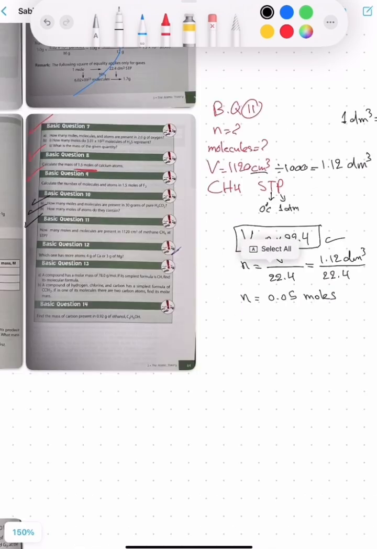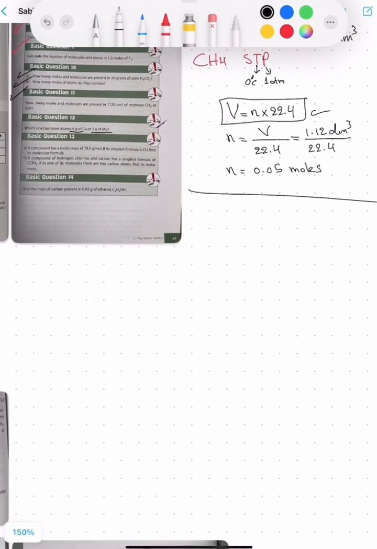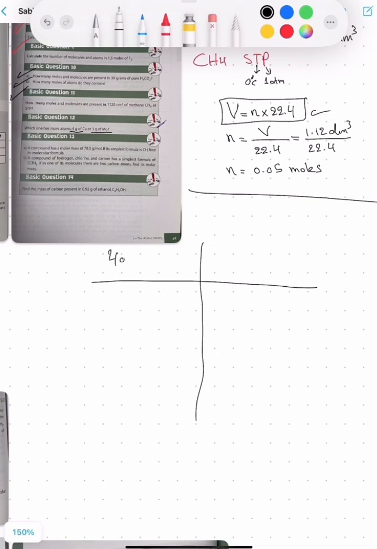Let's do basic question 12. The question is saying which one of them has more atoms: 4 grams of calcium or 3 grams of magnesium? You wouldn't know. You have to calculate number of atoms of each one of them, then compare them. So we have basically 2 different elements: 4 grams of calcium and 3 grams of magnesium. The question will give you the atomic mass of calcium and the atomic mass of magnesium.